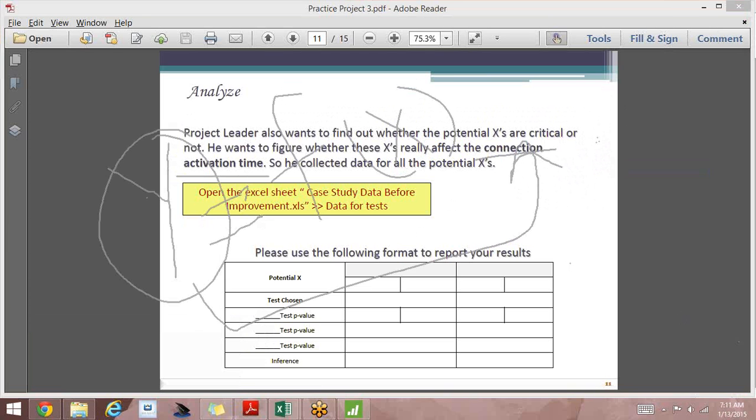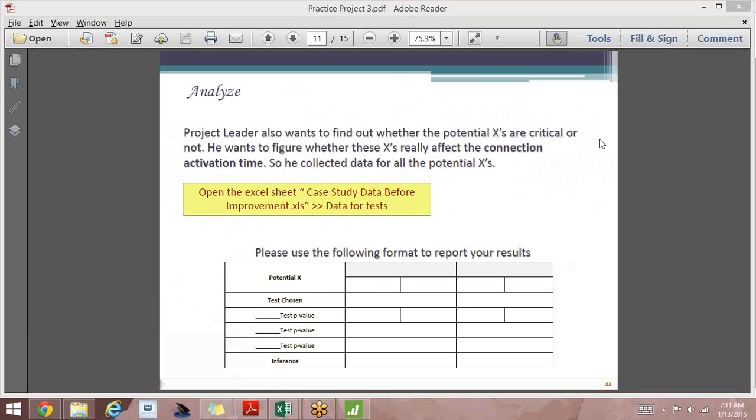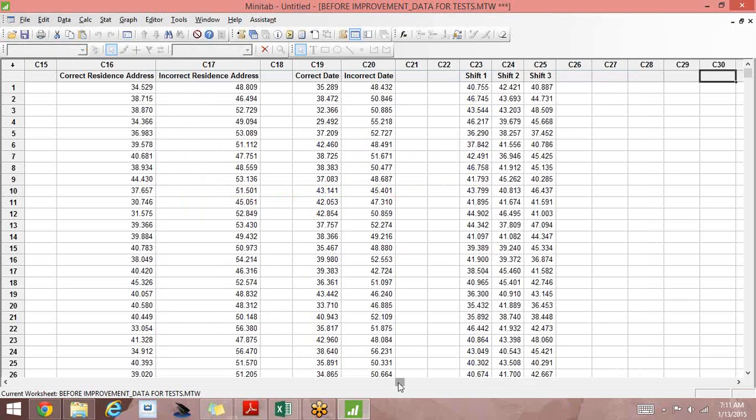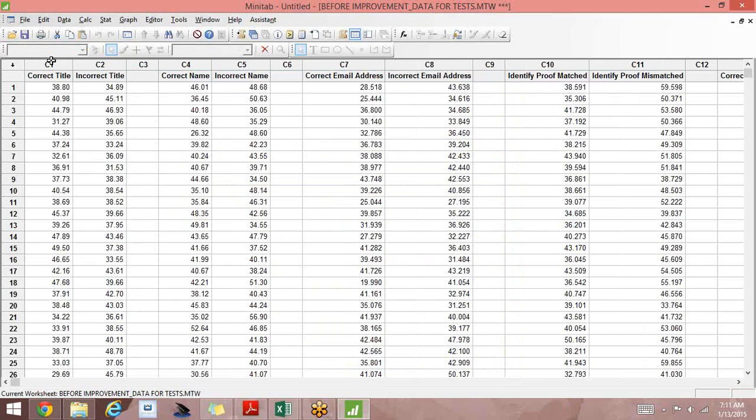Perfect. Now let me take you to the Minitab file. Let us go to the first one. Correct title, incorrect title. Is this continuous or discrete? This is the activation time. You told y is continuous. I'm speaking about correct title, incorrect title. Yes or no kind of situations. Is it discrete or continuous?